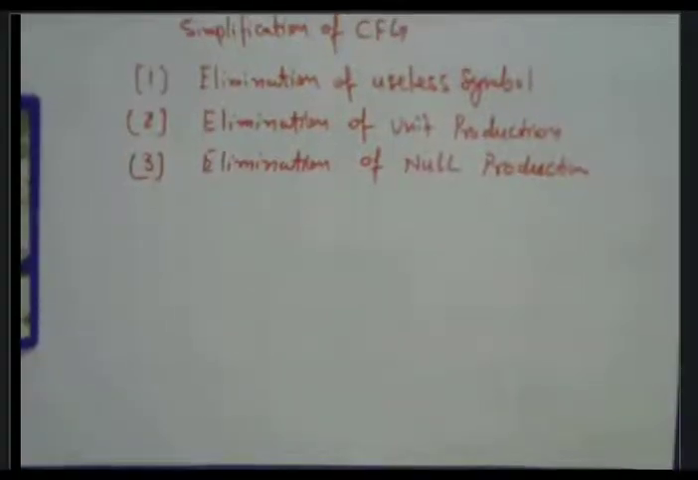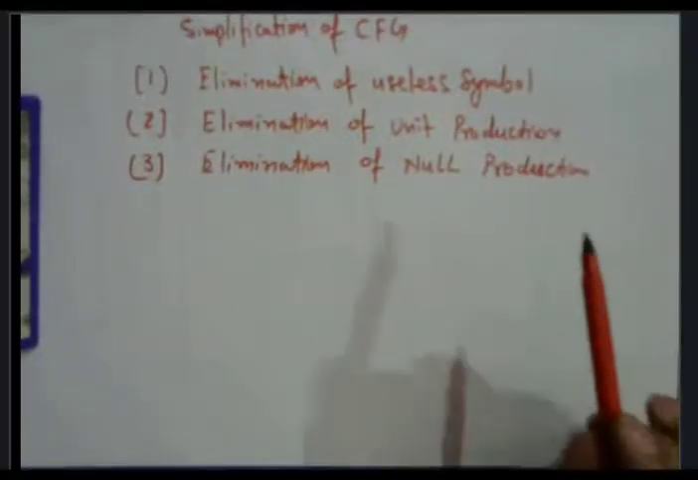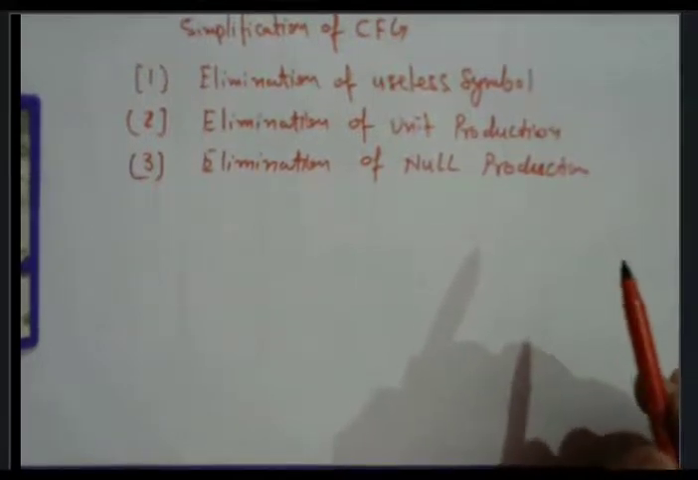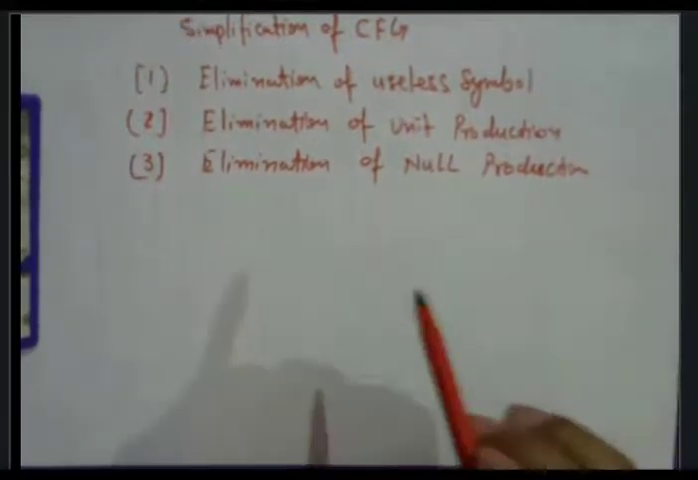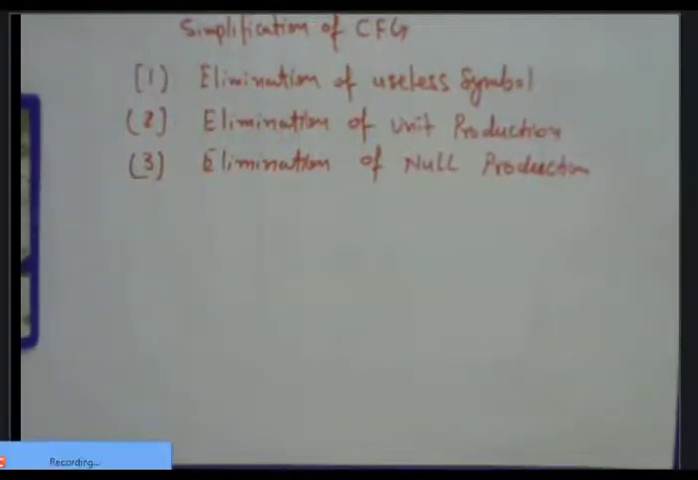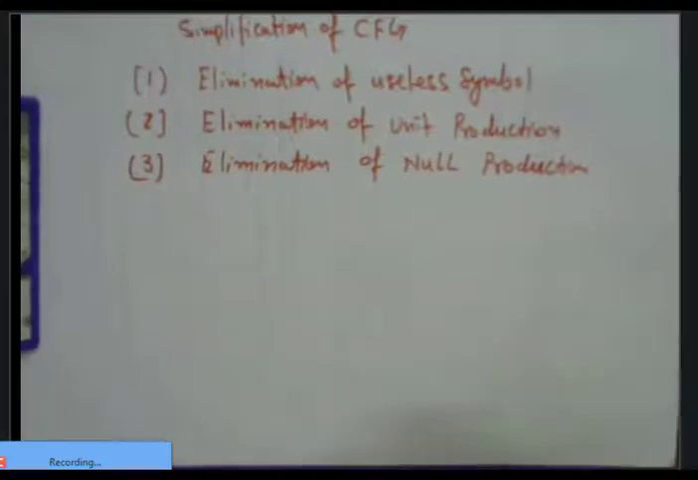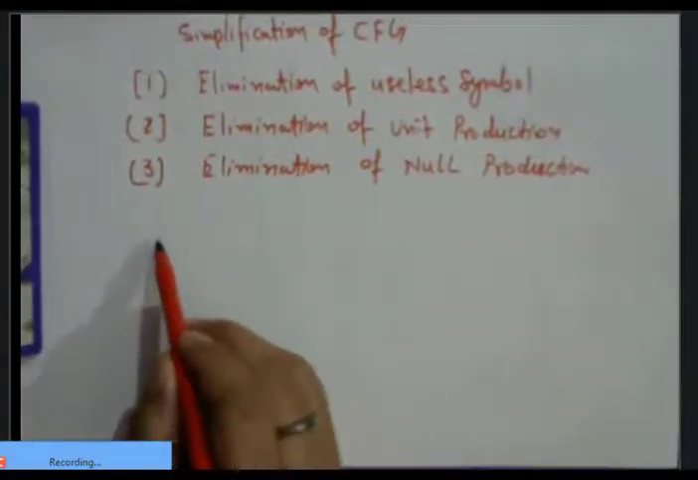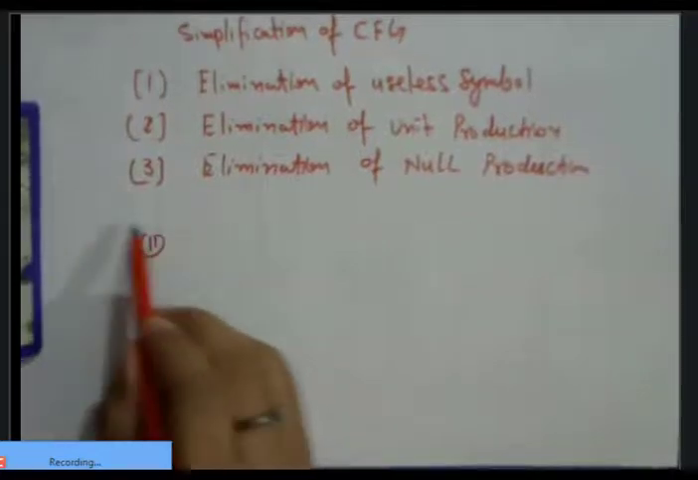Today we start the simplification of CFG. As we have already taught in the previous lectures how to eliminate the useless symbols from the context-free grammar, today we want to study the second point, the elimination of unit production. How to remove the unit production from the context-free grammar.